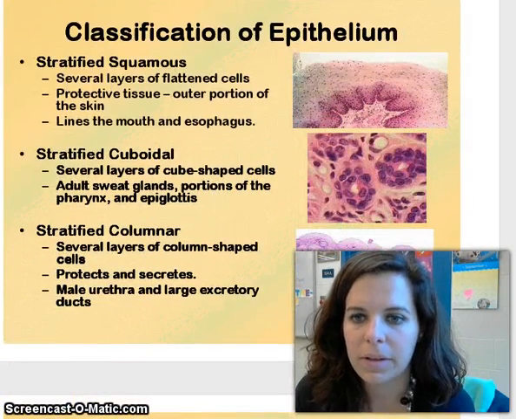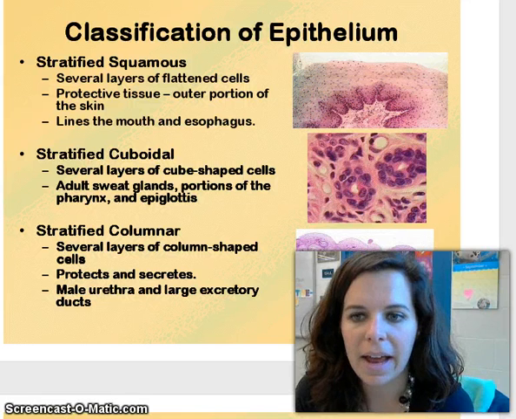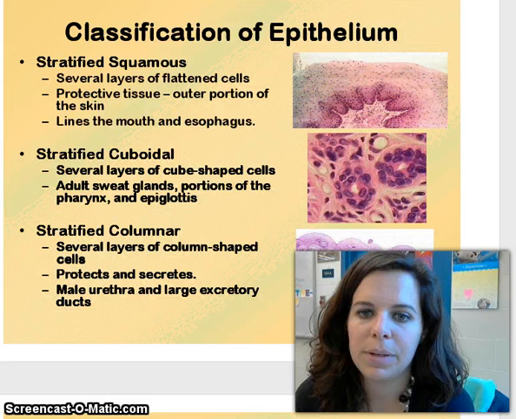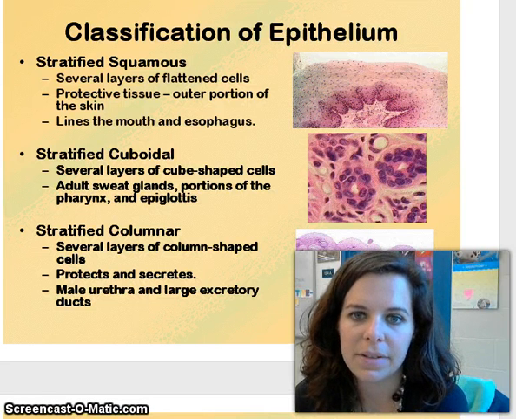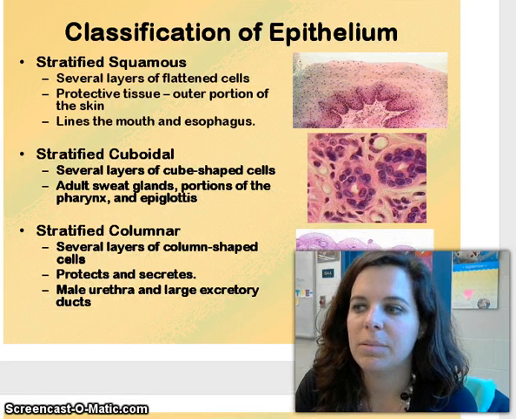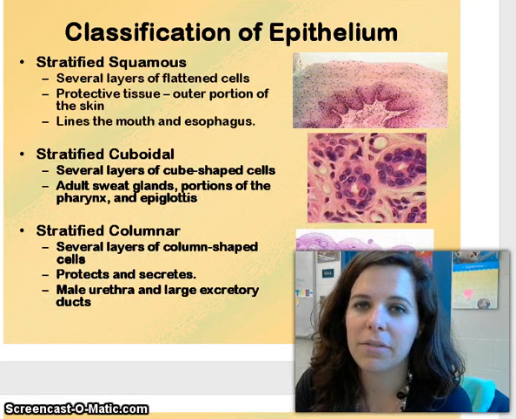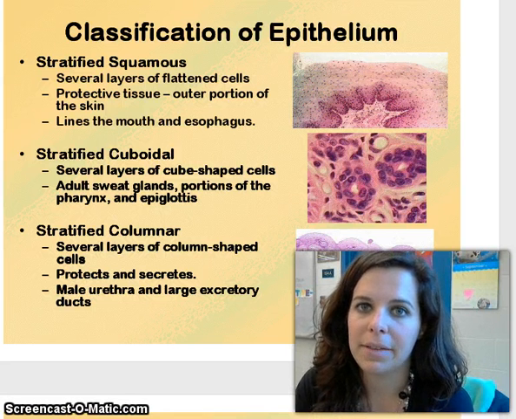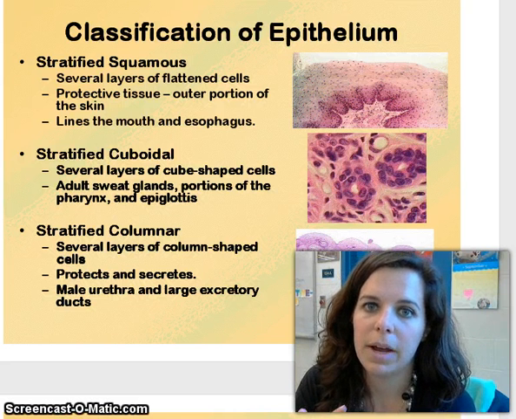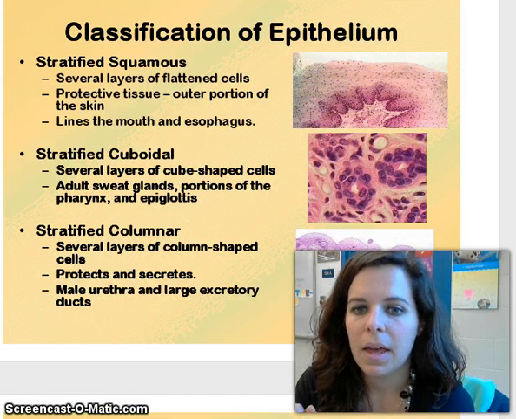So those are the simple, and then we have stratified, which means there's more than one layer. In stratified squamous, it's a protective tissue, or the outer portion of the skin, and it lines the mouth and the esophagus. And stratified squamous is in places where it's going to slough off or be taken off really easily. And so it's able to be regenerated, and there's always going to be a layer there. So the outside layers can be taken off, and there's still going to be more epithelial tissue behind it.